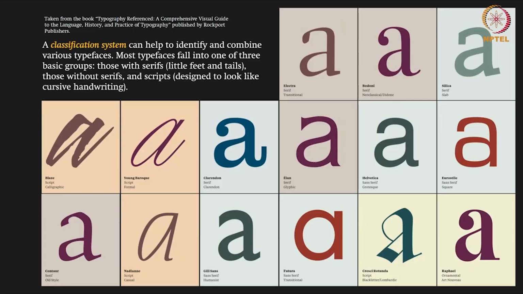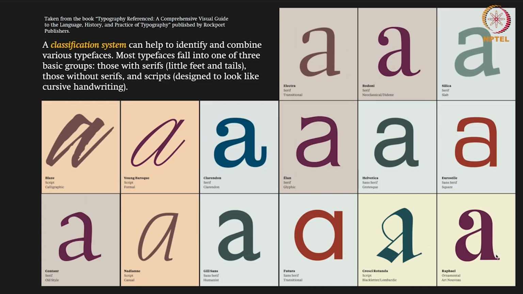If you look into the classification system, it can also help to identify and combine various typefaces in the right manner. There are different systems of classification, but most typefaces fall under one of three basic groups: serif, sans serif, and script. Serifs are characterized by small decorative strokes, or serifs, at the end of each letter. If you look at the screen, these are serifs, small serifs. It's a small decorative part which is attached to the letter, right?